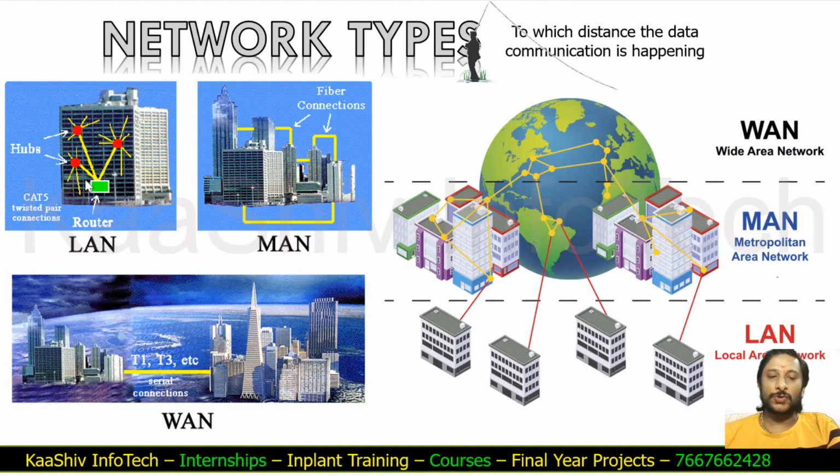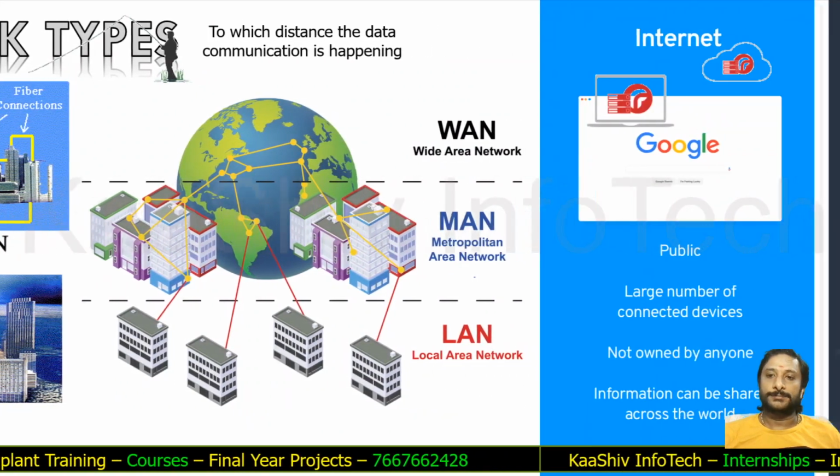As I told you, the communication happening in an office is called a local area network, whereas the communication happening between metropolitan cities is called a metropolitan area network. And if the communication is happening wider, that is called a wide area network. This is how the network types are.